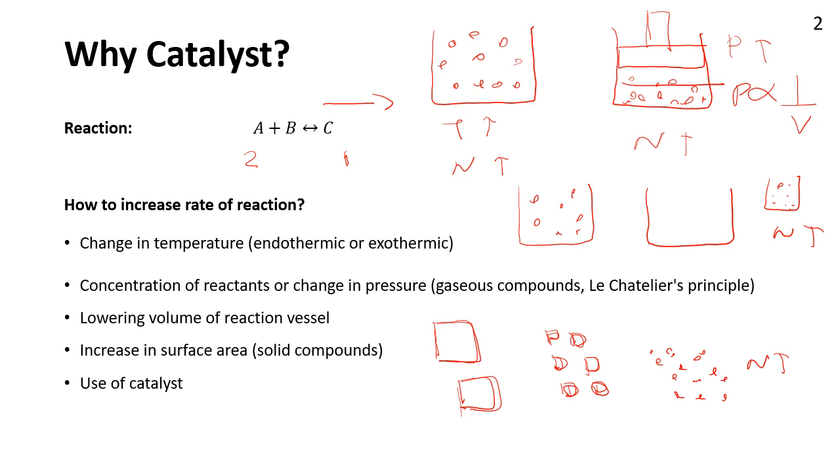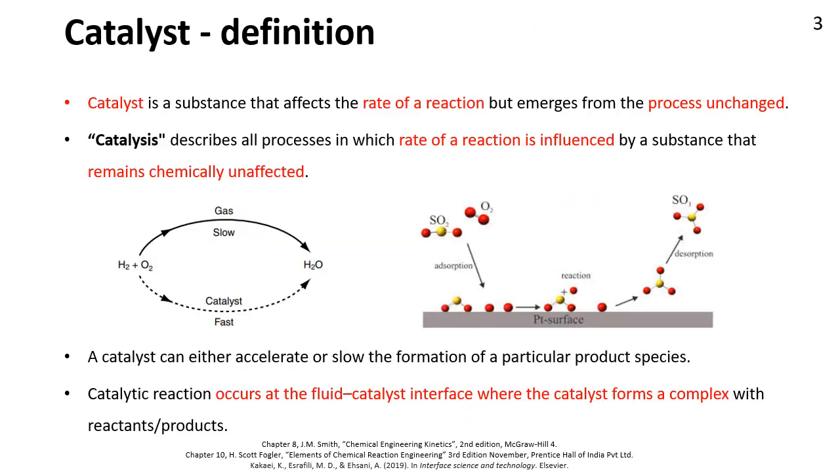Another thing that you could do is use catalysts. What are catalysts? Catalysts are defined as substances that affect the rate of reaction but remain unchanged after the completion of the reaction. Catalysis describes all those phenomena where the rate of reaction is influenced, but the substance influencing it remains chemically unaffected after the reaction completes. Catalysts could either accelerate or slow the formation of a particular product species. For example, if H2 and O2 are reacting to form water, you could add a catalyst and increase the rate of reaction.